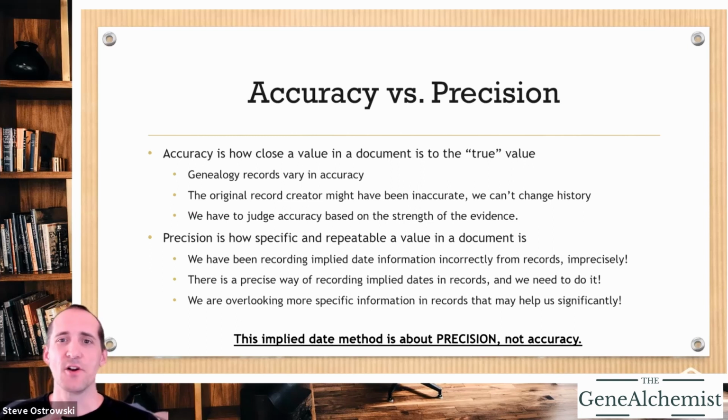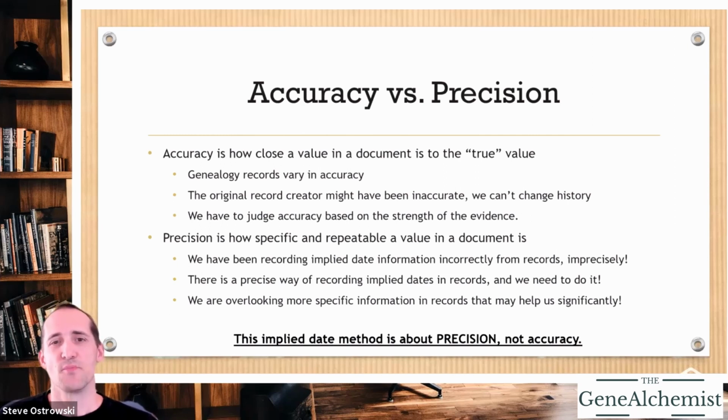The original record creator might have been inaccurate. Census takers, death certificate informants, cemetery workers, even tombstone inscribers sometimes made a mistake, right? We can't go back in history and change that. We can't change whoever recorded that on a certain document. So we have to go and judge accuracy based on the strength of the evidence and the amount of documentation and associated circumstantial evidence that we can collect on a certain ancestor, locality, or otherwise history.